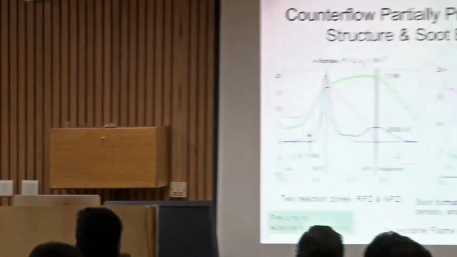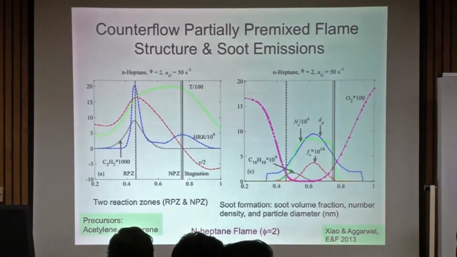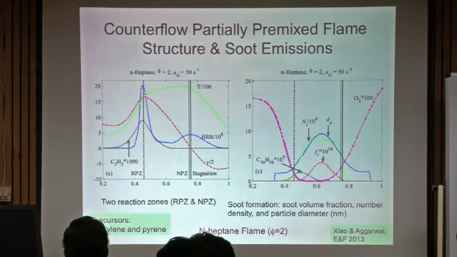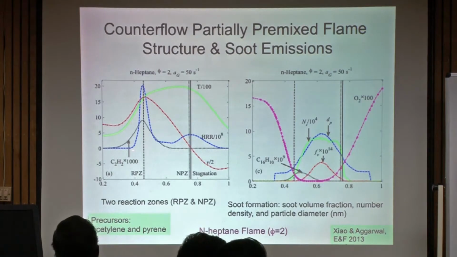So the stagnation plane is here at 0.75 something. This is shown by the broken line, the NPZ, the non-premixed flame. This is the rich premixed flame. And the blue line is the heat release rate. That also shows the location of the flames. Actually, that's the best way to look at the location of the flame, the heat release rate.